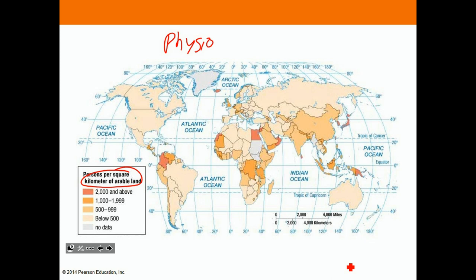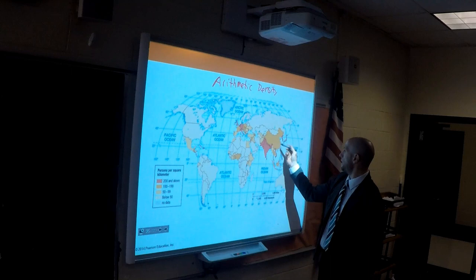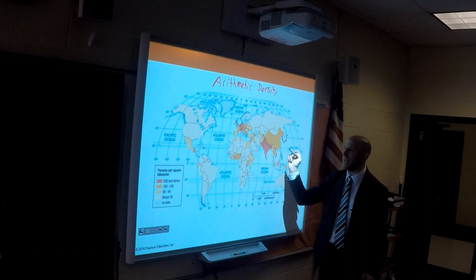Okay, and notice that some of the colors like India and China are gonna look a little bit different now, right? India and China have a lot more people per square kilometer. By the way, China's population density is relatively low compared to its overall population. Anybody know why that is?